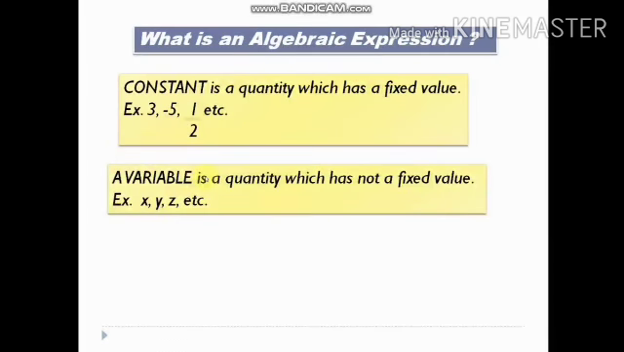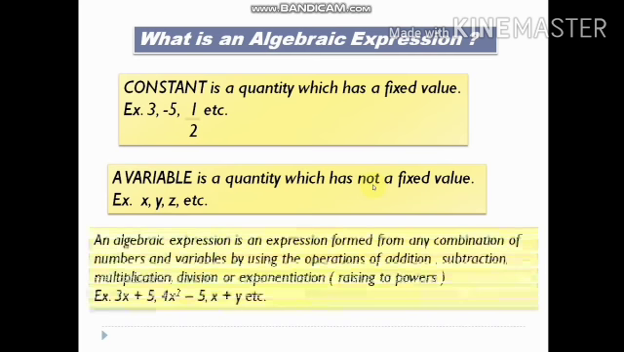Variables. A variable is a quantity which does not have a fixed value, and generally variables are denoted by small letters of the alphabet x, y, z, etc. Always remember student, in any expression the variable may take different values.